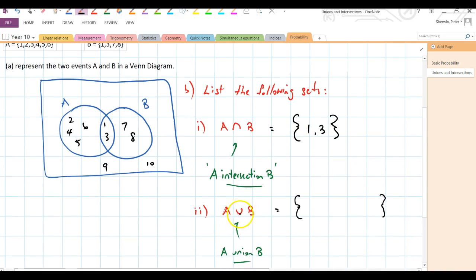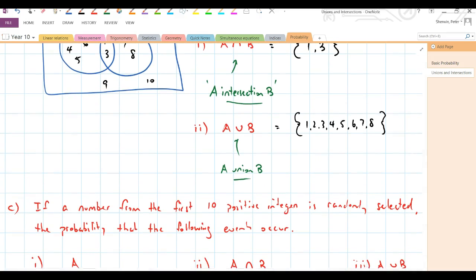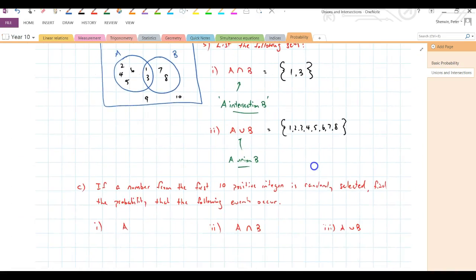A union B, this symbol is easy to remember because it is actually a U. A union B refers to events that belong to either A or B. So that's going to be all these elements here: 1, 2, 3, 4, 5, 6, 7, and 8. It's the collection of all the elements that belong in either set A or set B. Intersection is belonging to both. Okay, let's move on and look at some probability questions to do with this Venn diagram.